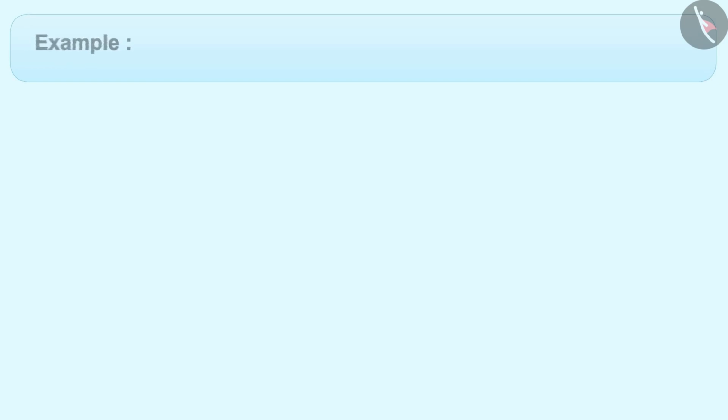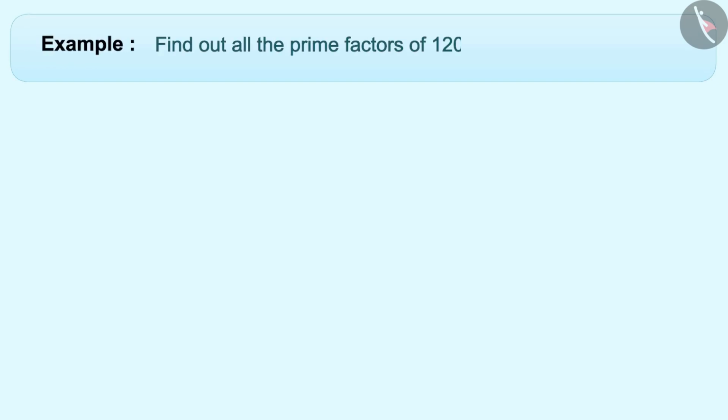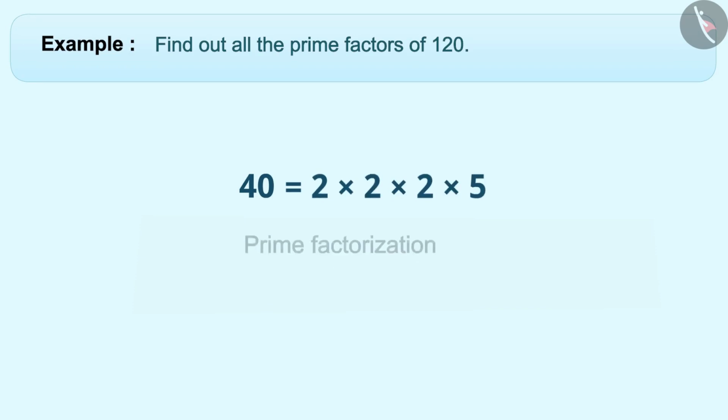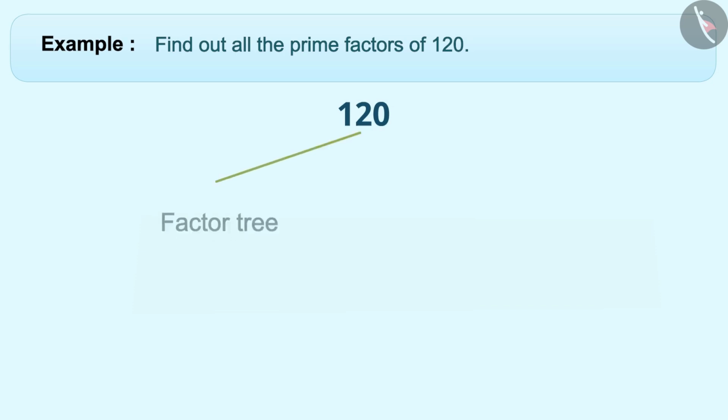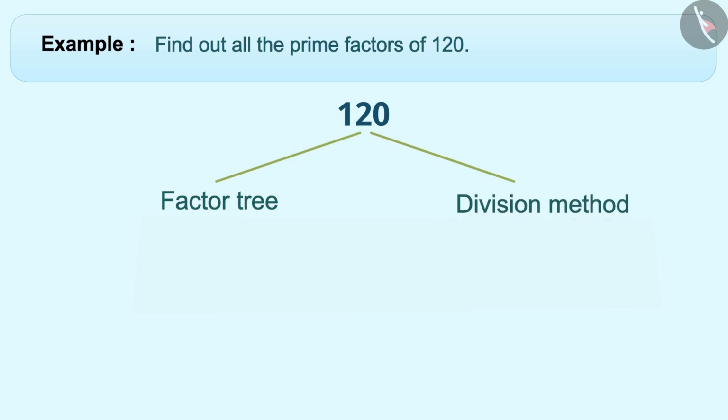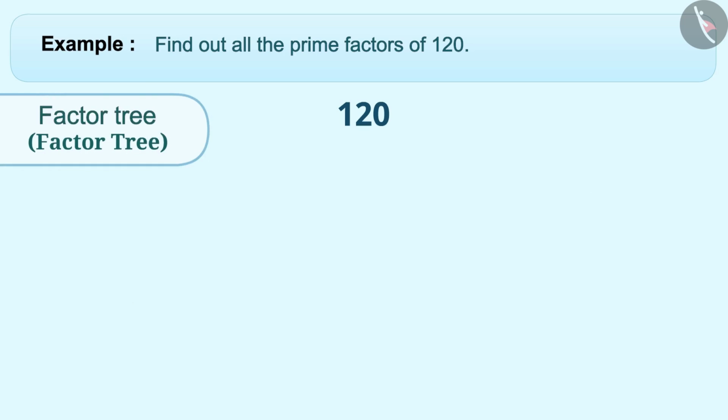Next example, find out all the prime factors of 120. Prime factorization is the method of expressing any number into its prime factors. Let's do the prime factorization of number 120. In order to do this, we can choose any method between factor tree or division method. Let's use the factor tree method here.